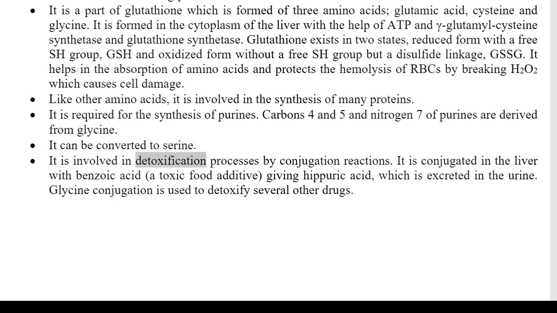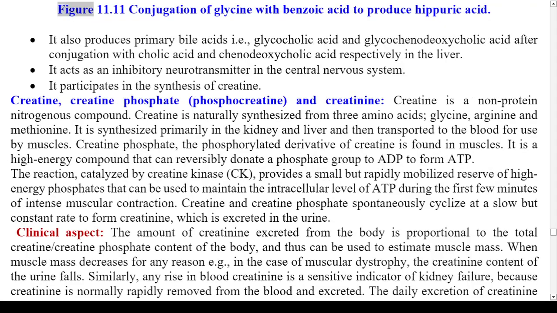It is involved in detoxification processes by conjugation reactions. It is conjugated in the liver with benzoic acid, a toxic food additive, giving hippuric acid, which is excreted in the urine. Glycine conjugation is used to detoxify several other drugs. Figure 11.11 Conjugation of glycine with benzoic acid to produce hippuric acid. It also produces primary bile acids, i.e., glycocholic acid and glycochenodeoxycholic acid, after conjugation with cholic acid and chenodeoxycholic acid respectively in the liver. It acts as an inhibitory neurotransmitter in the central nervous system.